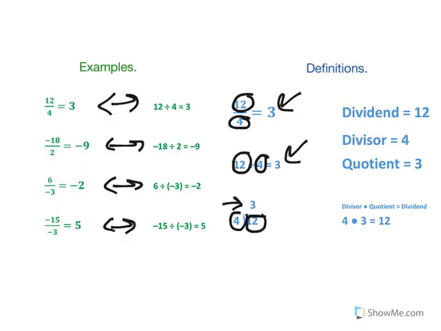And if you wanted to check it to see if you've done it correctly, then you take the divisor, the 4, you multiply it by the quotient, your answer, the 3, and see if you get 12. If you do, then you did it correctly.